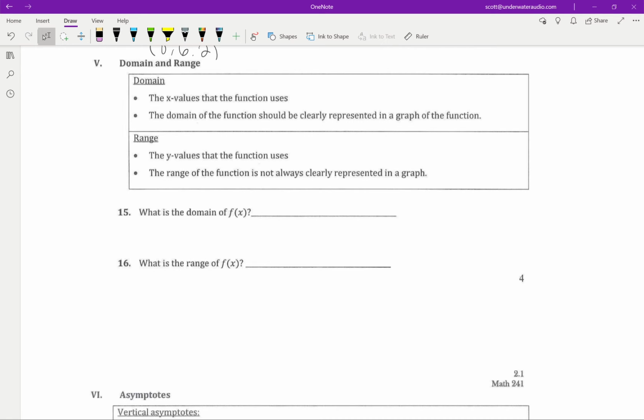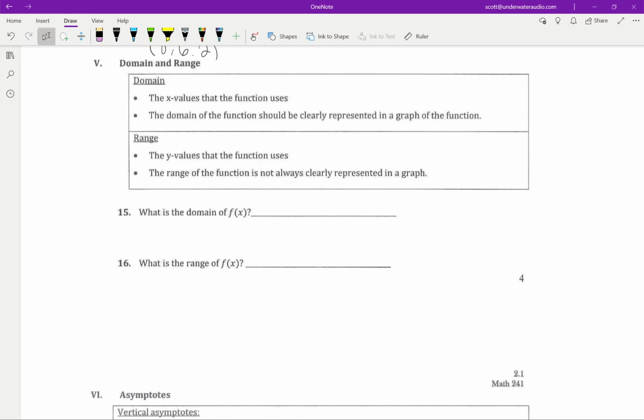But real advice is to put domain and range on your note card for the test. Domain is the x values, range is the y values. Why not just have that written down so you don't get them mixed up? Either way, domain is the x values and range is the y values.